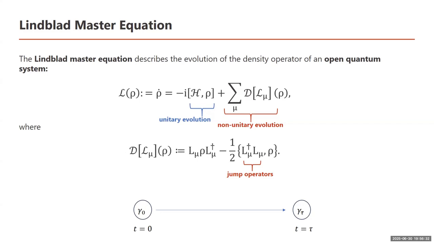Each jump operator induces some kind of decoherence and dissipation. So overall, the system, starting from t equals 0 in a state gamma 0, evolves into a state gamma tau at t equals tau.